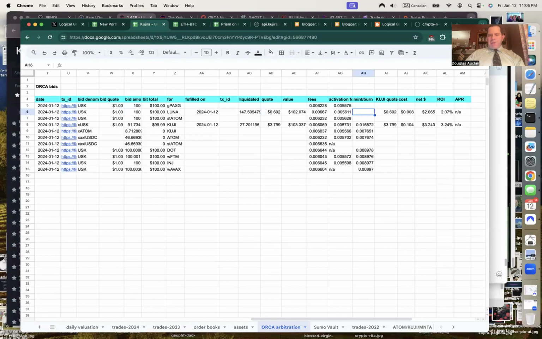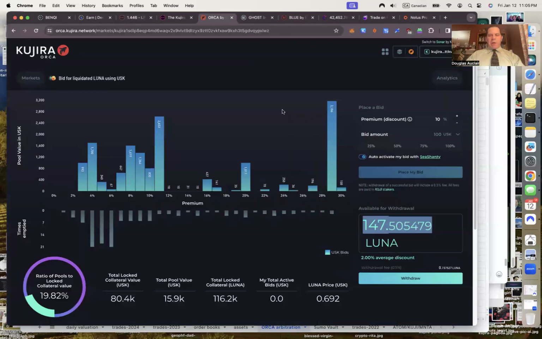Fees not completely filled out yet, but when they are completely filled out against the Kuji quote, that is incorrect. I'll get a cost out of that. I'll have then a net gain, which I can then compute the return on the investment and the APR, if there is any. Since it's the same day the APR is close to infinity, and so that's not a number that's useful for me. All right, cool. So I have on Orca liquidated capital, particularly in this case, Luna, that I can claim. Let's claim it.